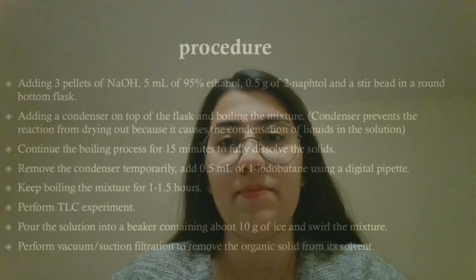As we see, it's precipitating in water, but it was soluble in ethanol because we were able to proceed with the experiment in ethanol. And when the ice is completely melted, we need to do a vacuum or suction filtration in order to isolate the 2-butoxynaphthalene that we have produced and separate it from all the remaining solvents.